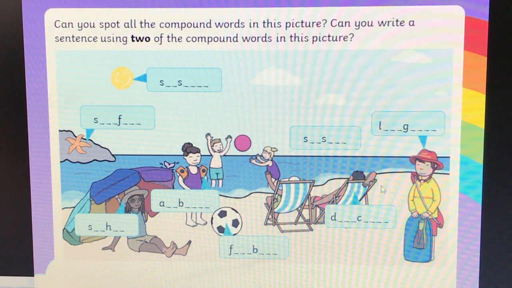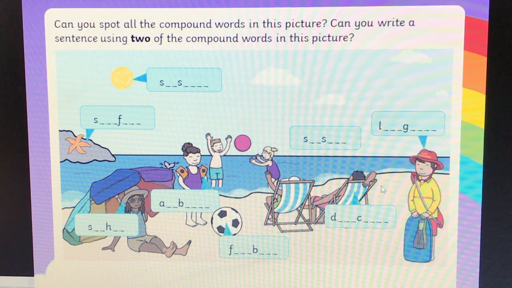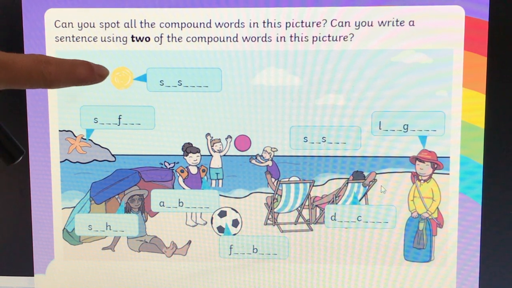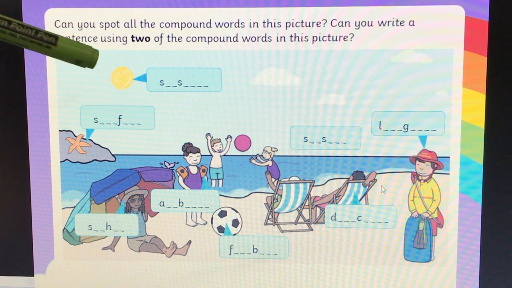Right, the next one is a picture of a beach scene, and within the picture are lots of smaller pictures that make compound nouns. So you can see the arrows are pointing to the pictures, and then you've got some letters that are a little hint for you. Okay, so the first picture, have a look. See if you can write down on a piece of paper what the compound noun would be. So pause this video, write the compound noun down, just for this picture here.